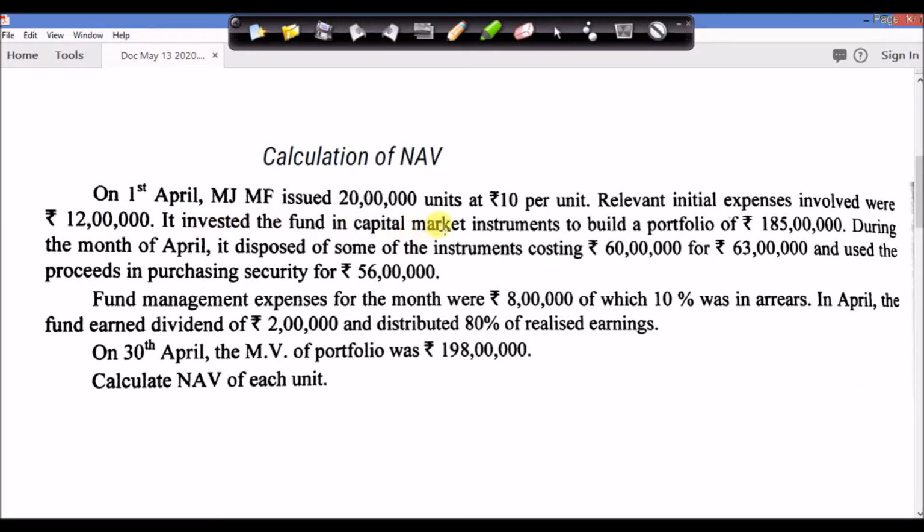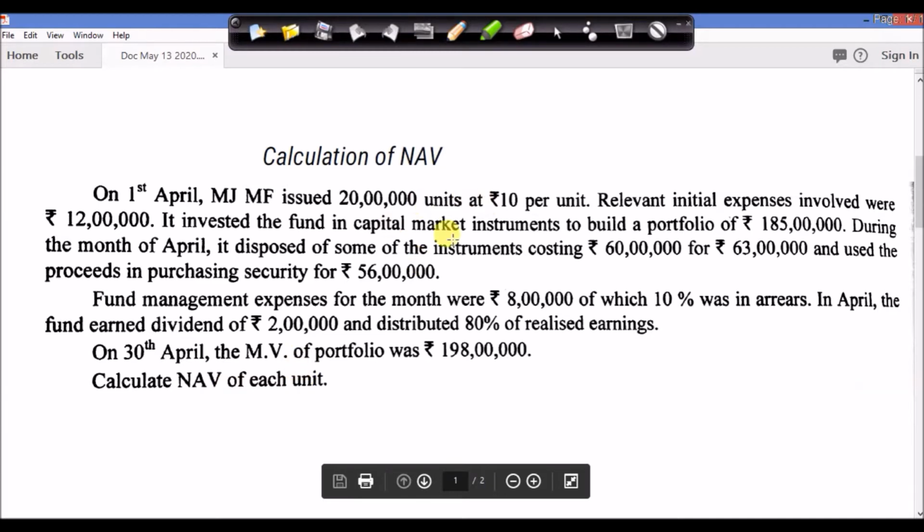It invested the fund in capital market instruments to build a portfolio of 1 crore 85 lakhs. During the month of April, it disposed of some of the instruments costing 60 lakhs for 63 lakhs and used the proceeds in purchasing a security for 56 lakhs. Fund management expenses for the month were 8 lakhs, of which 10% was in arrears. In April, the fund earned a dividend of 2 lakhs and distributed 80% of its realized earnings. On 30th April, the market value of the portfolio was 1 crore 98 lakhs. Calculate the NAV of each unit.